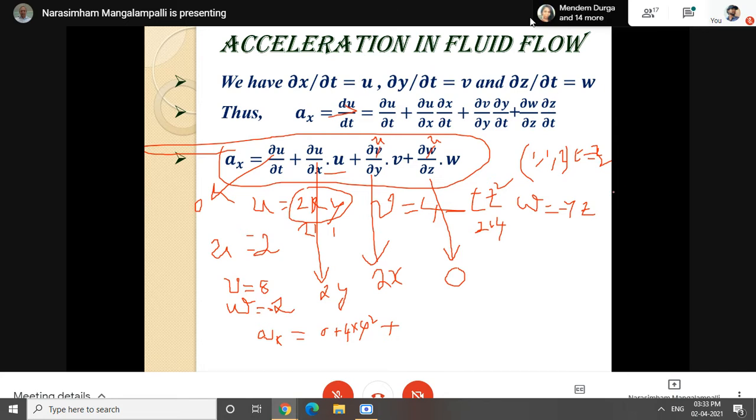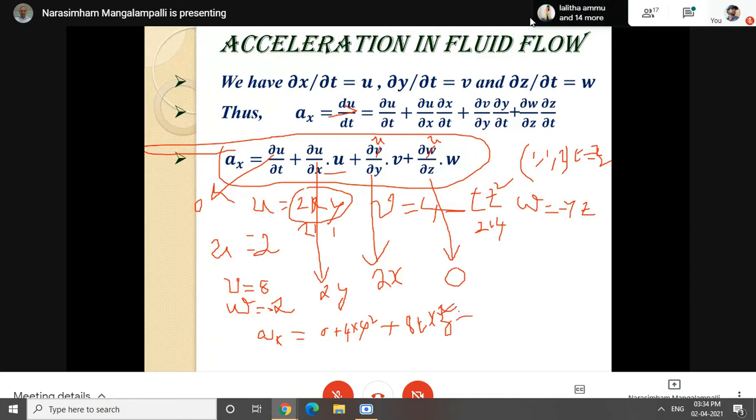And what is dou u by dou y? Dou u by dou y is 2x. So what will be the second term, third term? 8x t z square, z square. 8x t z square, right? 8t, t only, z square. Okay, that is the second term.